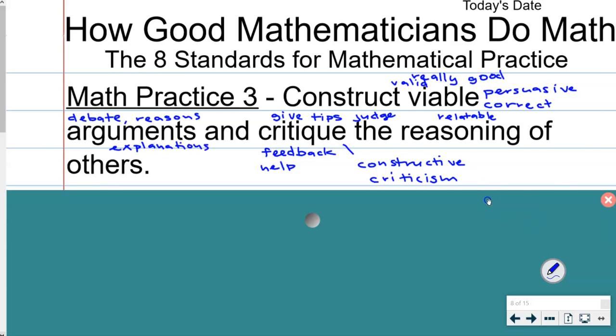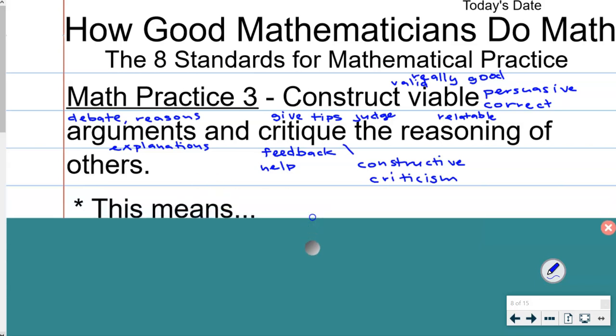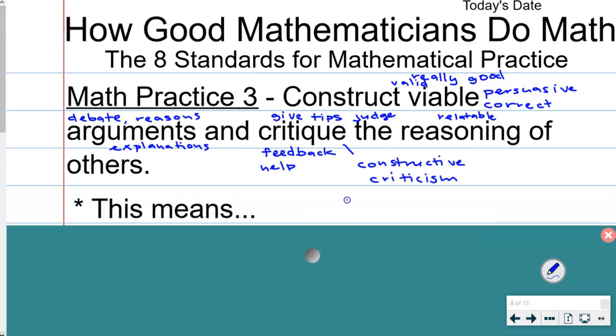So now that we know what each one of those words mean, I want you to think about this, and I want you to put it in your own words. This means... So if I say construct viable arguments, I'm saying construct really good persuasive reasons to prove something, right? Yeah, construct really good debates. We're trying to prove that our answer is right. So you're already saying really good things that you can be writing down for what this means.